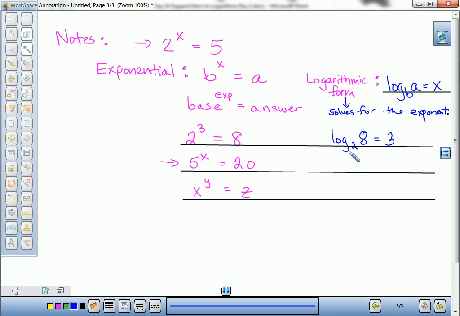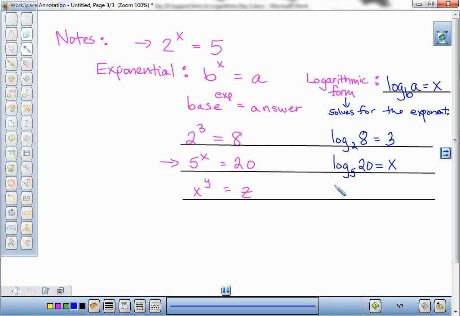Okay, let's do another one. Log, on this one, what is my base? 5, so the base goes here. What is the answer part? 20, and it solves for the exponent. It equals the exponent. What's the exponent? X. So X is log base 5 of 20.